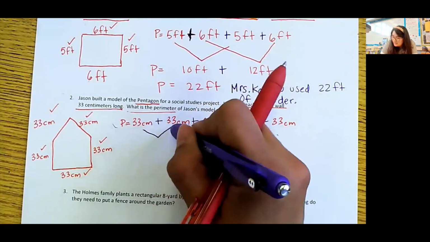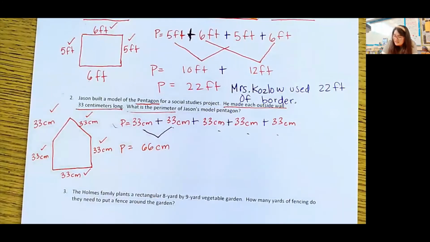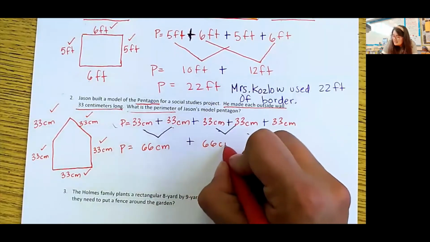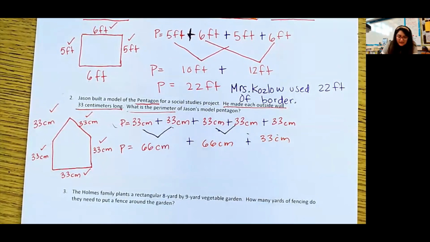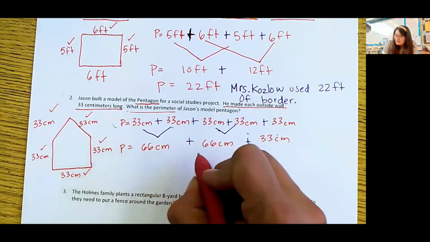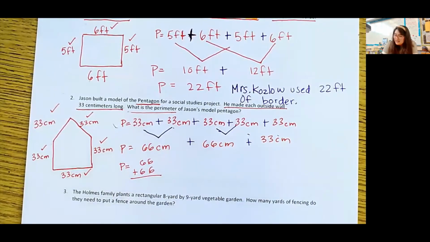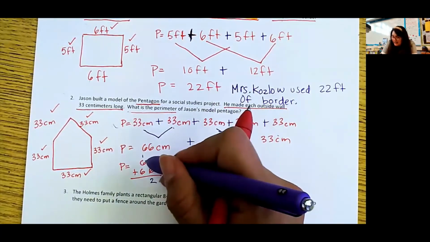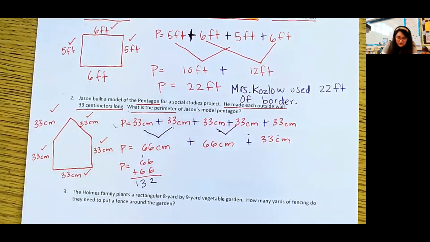Okay, so now I'm going to make adding this a little bit easier for my brain. I'm going to add 33 and 33. So I know that 33 plus 33 is 66 centimeters, plus I'm going to do the same thing again. 33 plus 33, that's 66 centimeters. And I'm just going to bring down this final 33 centimeters, okay? Now, 66 plus 66 is easier for me if I do it the vertical way. So I'm going to do 66 plus 66. 6 plus 6 is 12. So I'm going to carry the 1, and then there's my 2. And then 6 plus 6 is 12, plus 1 is 13. So I'm going to have 132.